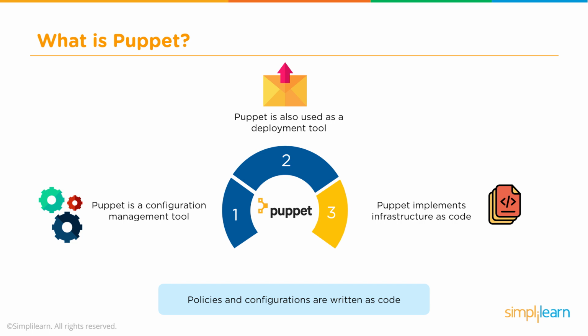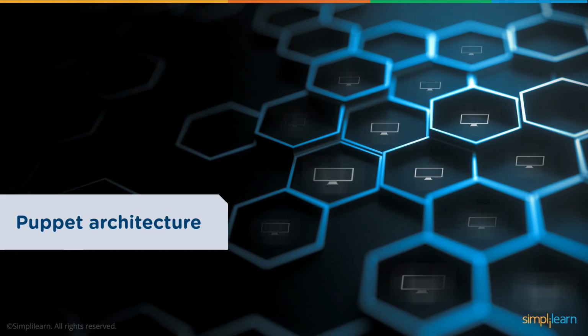So what does this term infrastructure as code mean? Infrastructure as code simply means that all your policies, your tasks, your instructions, everything is written in coded format. So in case of Puppet specifically, all of this is written in the Ruby language. So now that we know what Puppet is, let's look into the Puppet architecture.